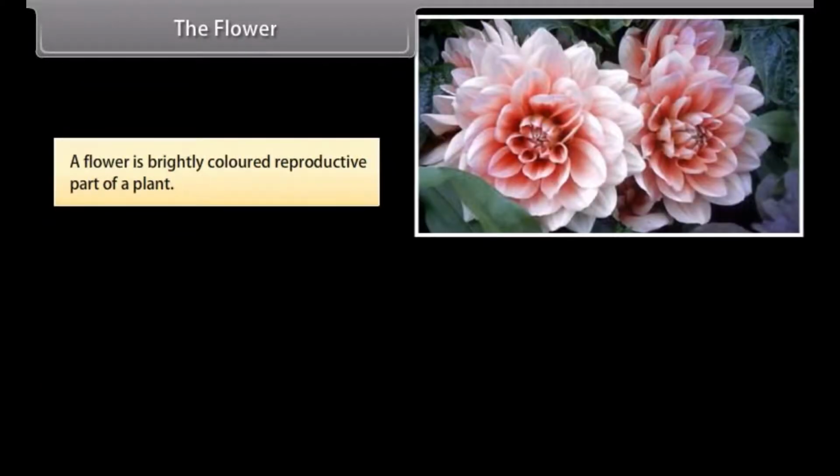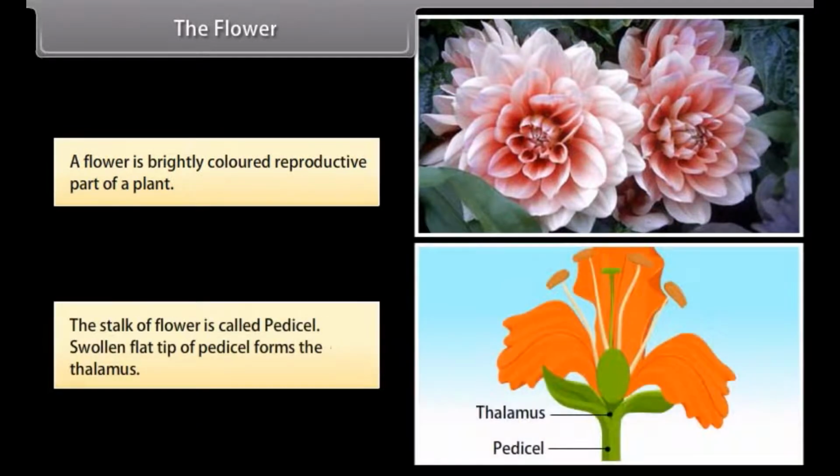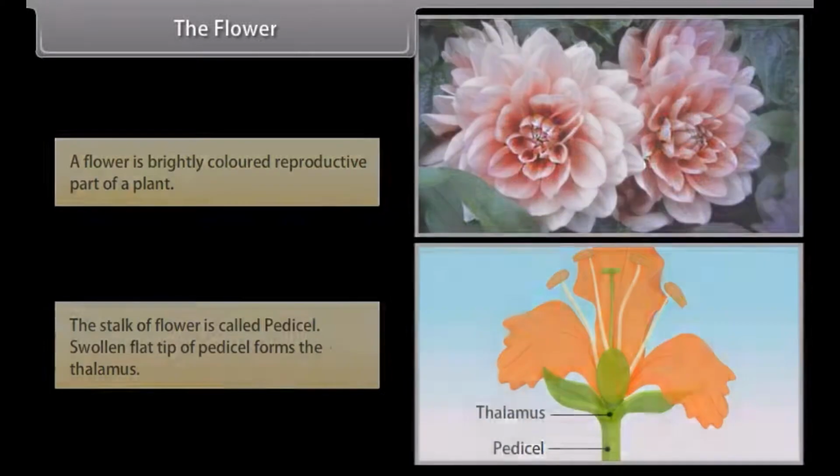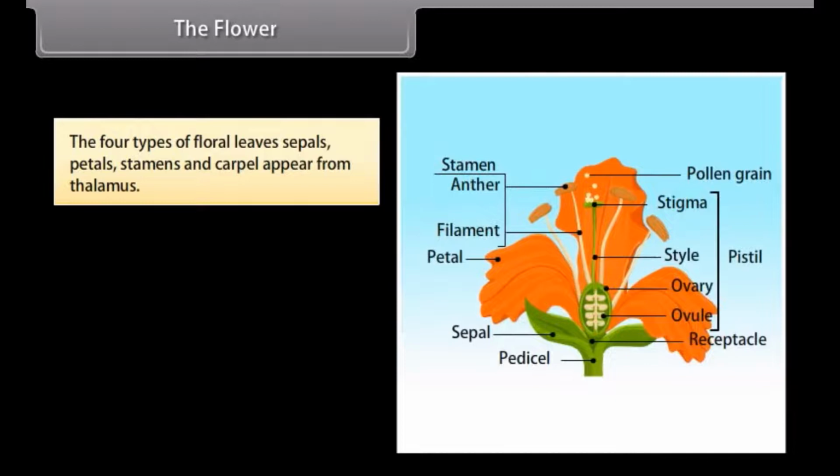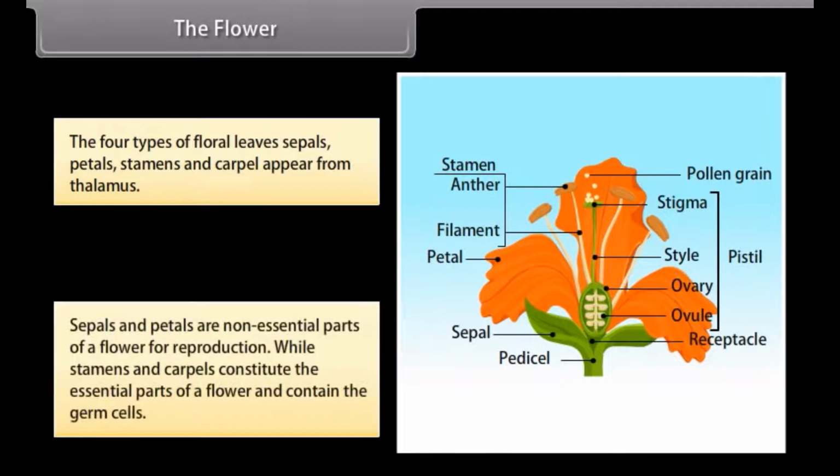The flower. A flower is brightly colored reproductive part of a plant. The stalk of flower is called pedicel. Swollen flat tip of pedicel forms the thalamus. The four types of floral leaves, sepals, petals, stamens and carpel appear from thalamus. Sepals and petals are non-essential parts of a flower for reproduction, while stamens and carpels constitute the essential parts of a flower and contain the germ cells.